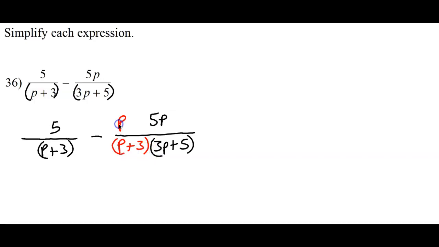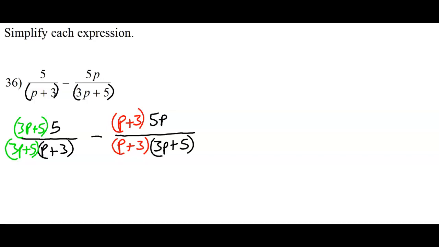But whatever you do to the bottom, you have to do to the top. Likewise, whatever the right side has, the left side needs. So we need to multiply the left side by 3p plus 5. And whatever you do to the bottom, once again, you do to the top. After you multiply to match, you should have 2 fractions with the same denominator now.